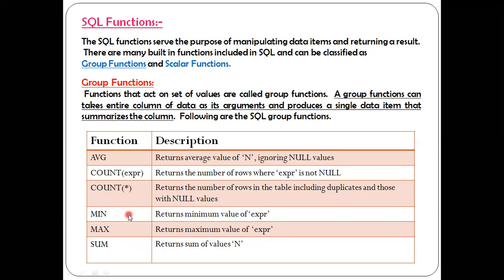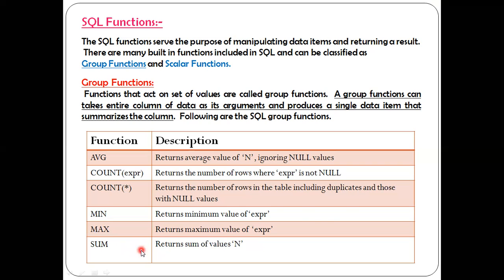MIN stands for minimum function. This is used to find the minimum value in a particular column. Similarly, max is used to find the maximum value in a column. And sum is used to find the sum of all the values in a column. These are all the group functions, which act on an entire column of data as their argument and produce a single data item that summarizes the column.